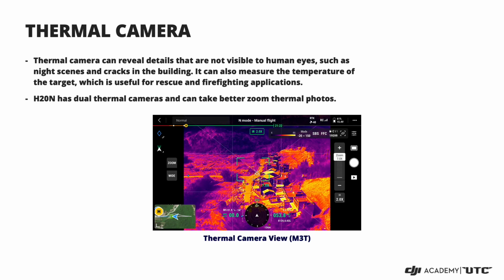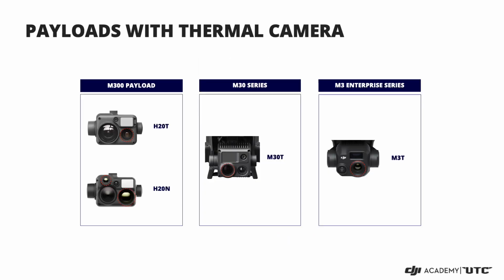ZENMUSE H20N has two thermal cameras with different focal length, so when you need to zoom in with thermal camera, it can take a better thermal photo. These are the payloads with thermal camera and its location.